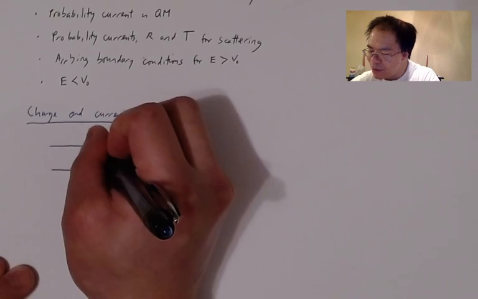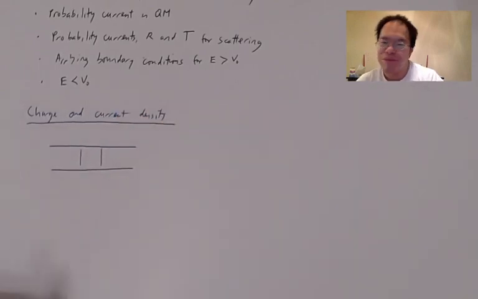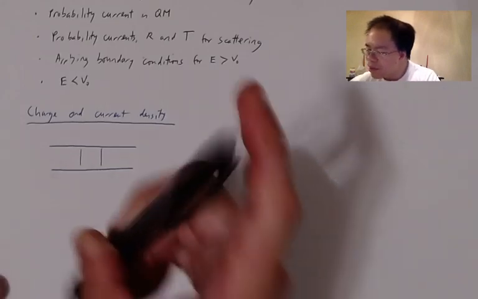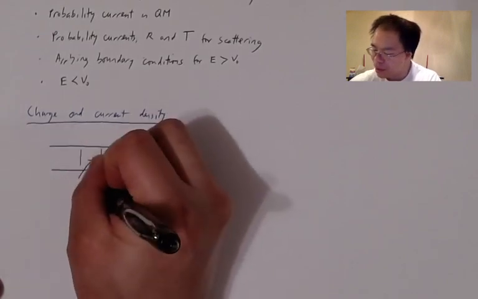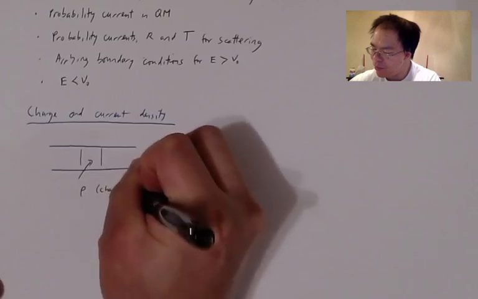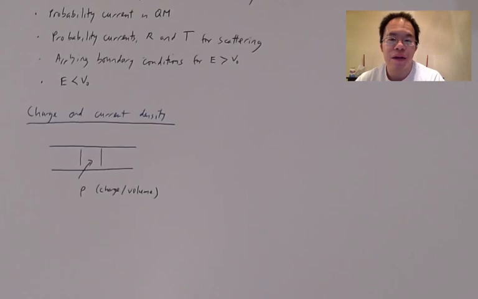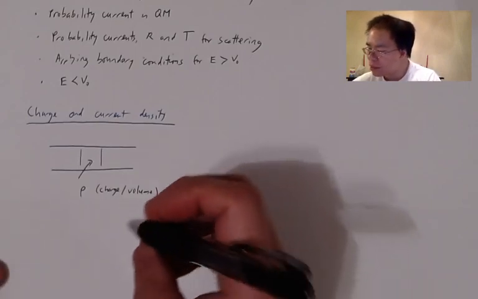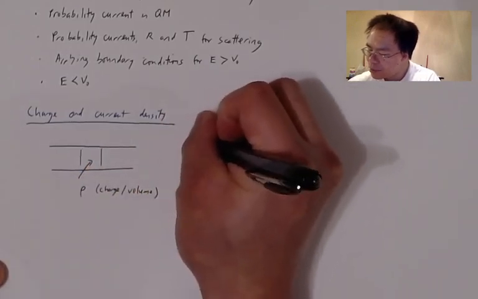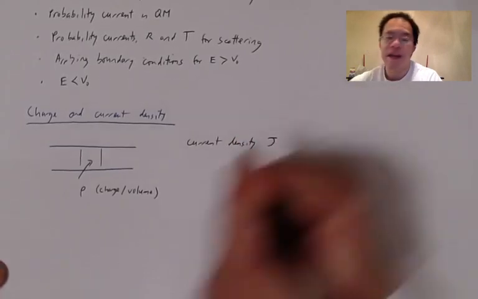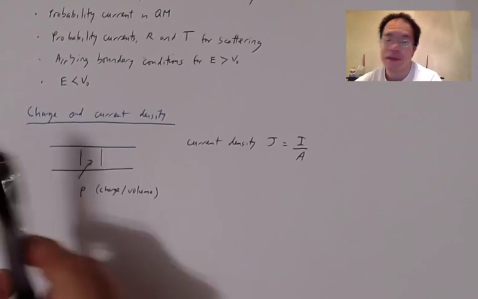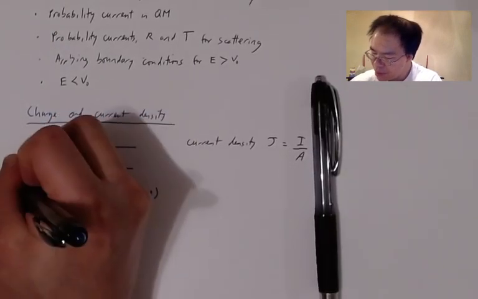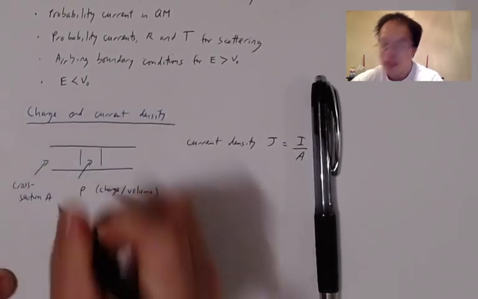The idea is that there's mobile charge in here, and I can always describe the charge density inside my wire, and that's rho, a charge per unit volume. Now, what you probably talked about electric current in 118 and 225. What we're going to talk about now is current density J, and I'll just treat it as a scalar since this is 1D, and that's really the current divided by the cross-sectional area of my wire.